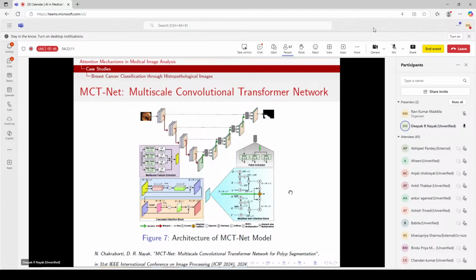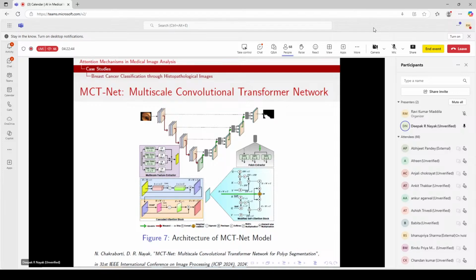So with the same idea, we have designed something called a multi-scale convolutional transformer network, right? Which was recently published in ICIP 2024, and was also awarded as a top 5% paper in this particular conference. It's one of the renowned conferences in the field of image processing. And this work is with one of my master's students, Niladri. If you just look at this architecture, it looks like the UNet architecture, which I've already shown to you, but the components are very different here, right?